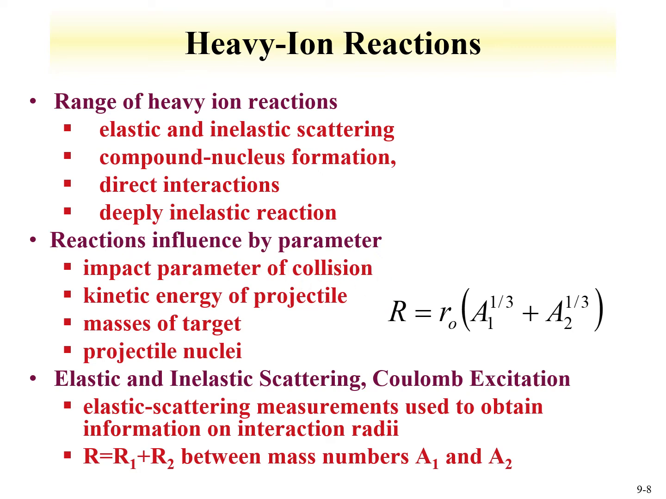These reactions are influenced by the reaction parameter, which is a function of the impact parameter. It's a function of the radius. It's also influenced by the kinetic energy of the projectile and the masses of the target and projectile nuclei. The masses of the target and projectile nuclei influence the Coulomb barrier. So you can get information about probabilities or behaviors from scattering and Coulomb excitation based upon the radius information, which comes from the mass of the projectile and the mass of the target.